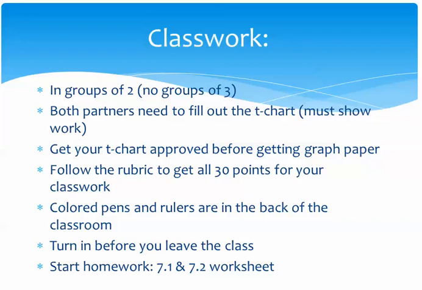There is a rubric at the bottom of the t-chart that you have to make sure that you have all of your points. Since you're doing this in color, there'll be colored pens and rulers in the back of the classroom. You are required to use a ruler because we are drawing lines, and lines don't curve. So you're going to turn this in stapled all together with your partner before you leave.